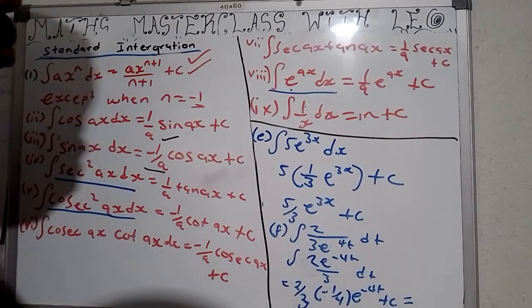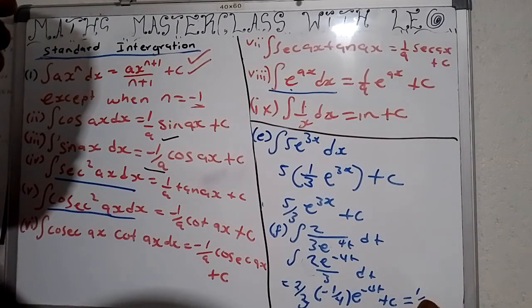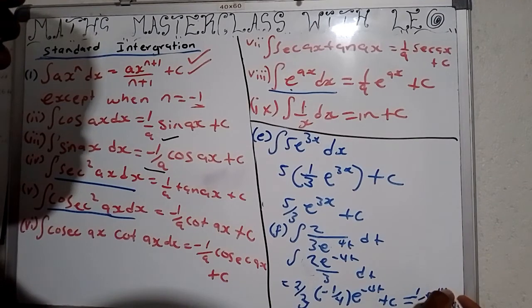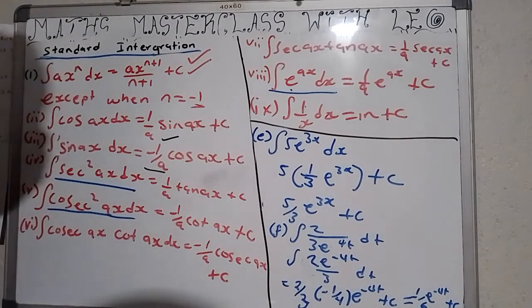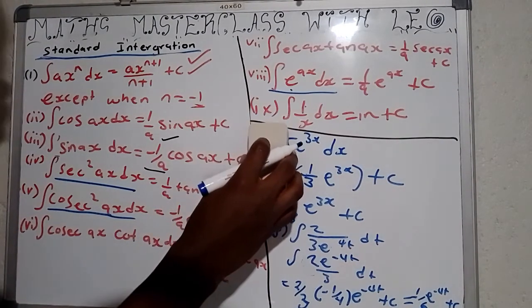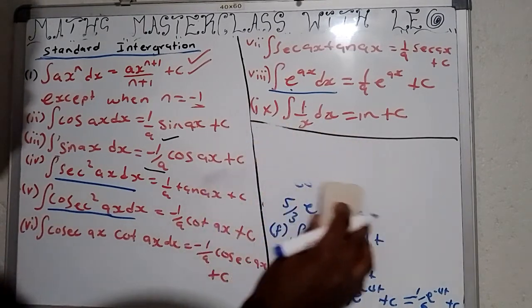Then my solution will be 1 over 6, which is negative 1 over 6 e to the power minus 4t plus c. That is my solution, right? So now let's attack the last 2 questions and then we are done for the day. I hope you understand how we do these things.